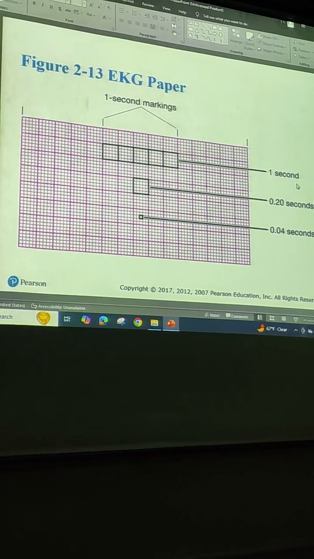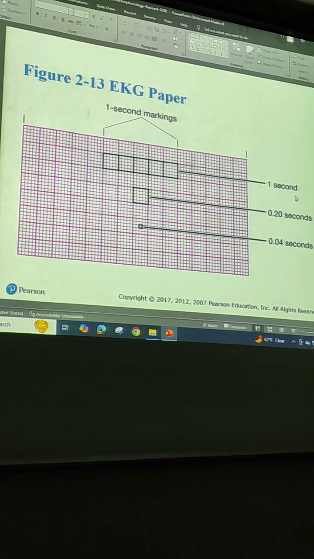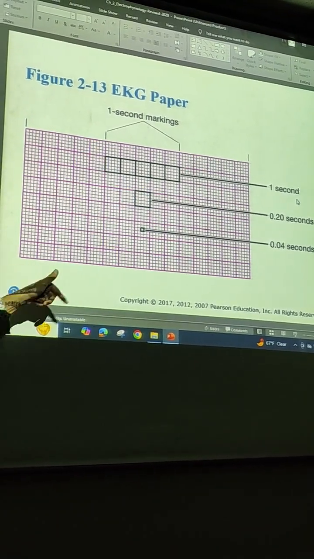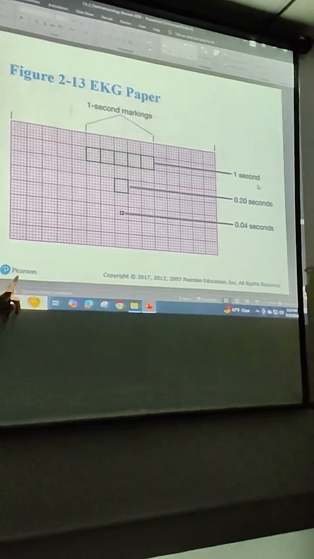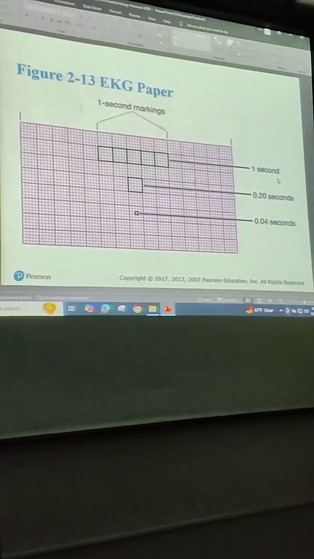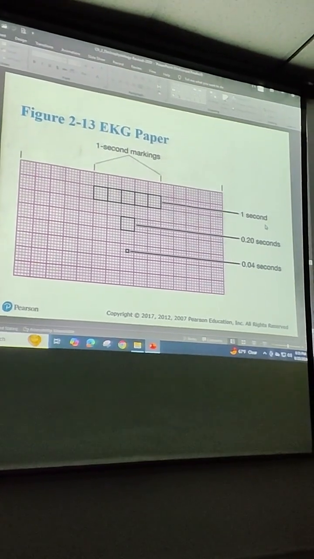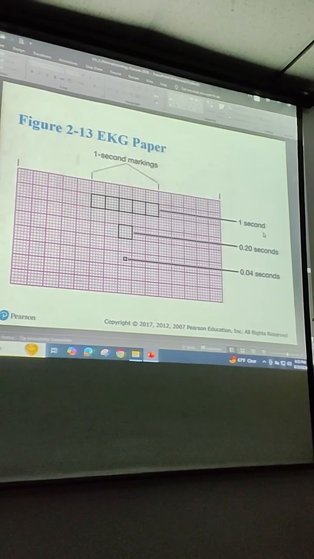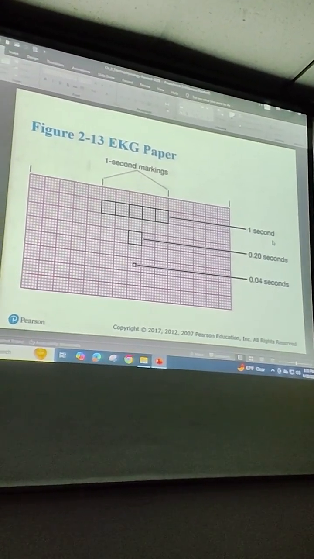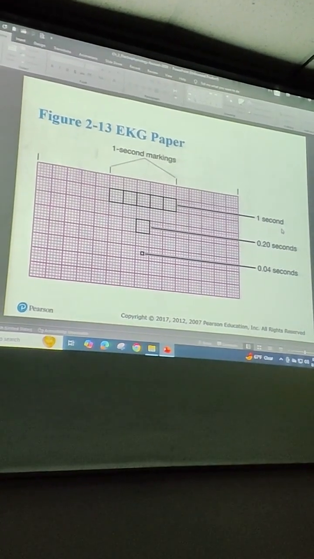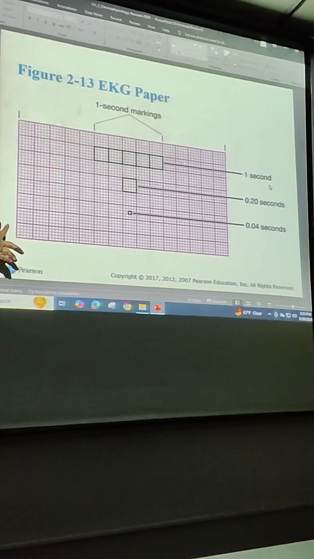That we use for EKG. It's exactly the same. Now, if you look here, we have some dark lines that go horizontally, and some other dark lines that go vertically. We said that the horizontal lines measure time in seconds, and the vertical lines measure amplitude or voltage, how tall these waves can go. That's basically what it is.